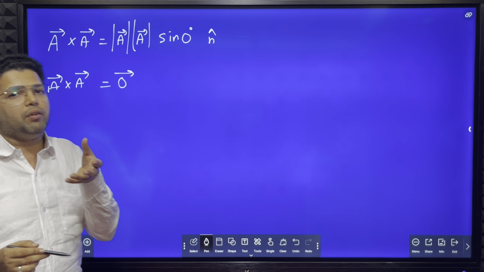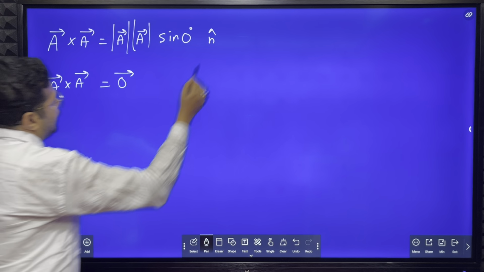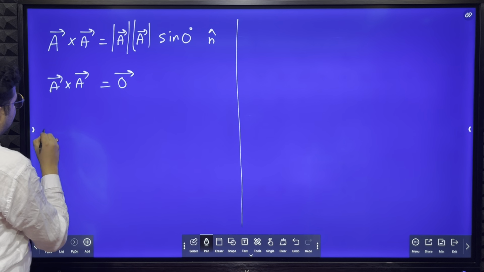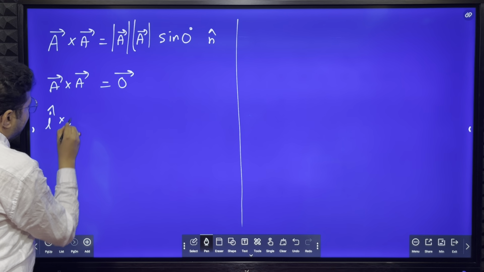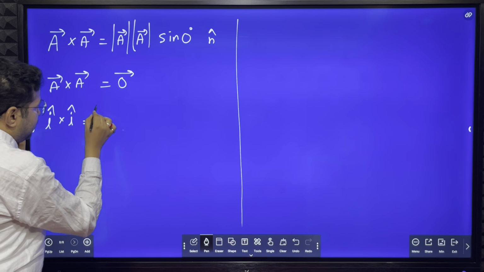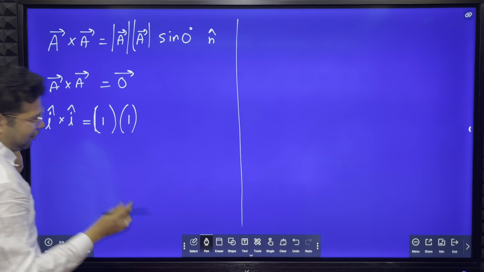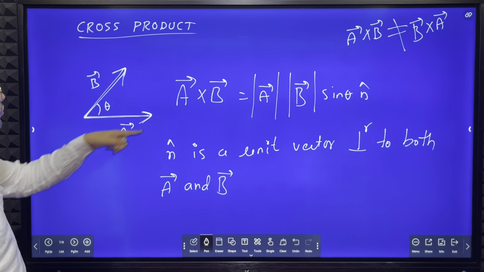It's a vector having 0 magnitude and no specified direction. Okay, now we'll see what happens if I do i cap cross i cap. What is i cap cross i cap? So magnitude of i cap into magnitude of i cap, correct? Now what I'm doing, I'm using the definition of cross product.